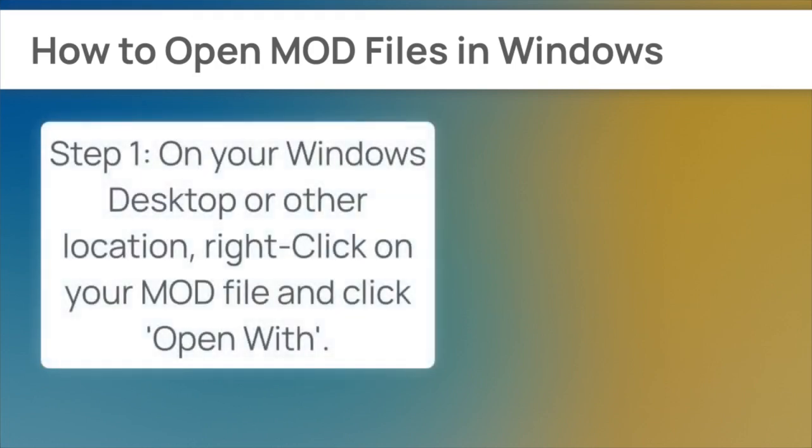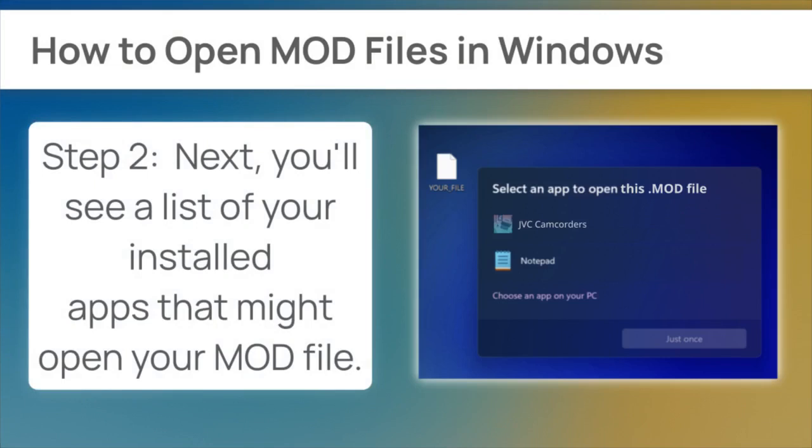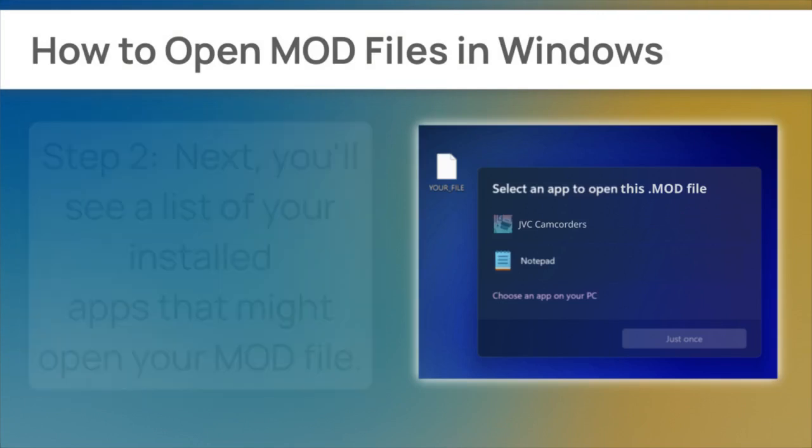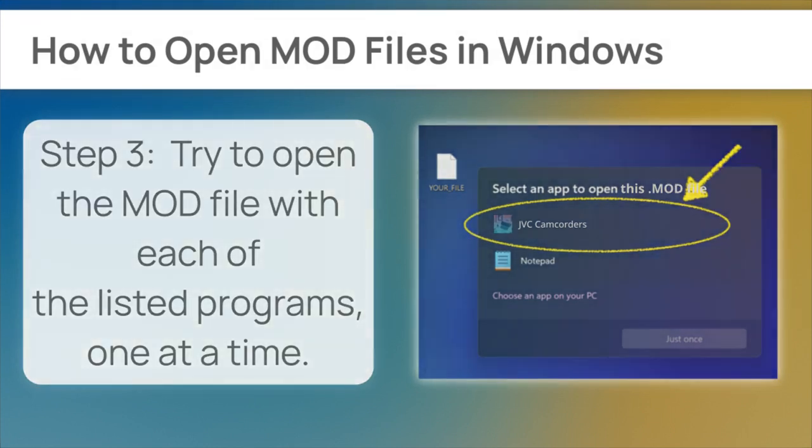We're testing the system's ability to interpret the file's header. Right-click the MOD file and click Open With. Test JVC camcorders first. If it's unavailable, choose another program. The right tool is key to success.